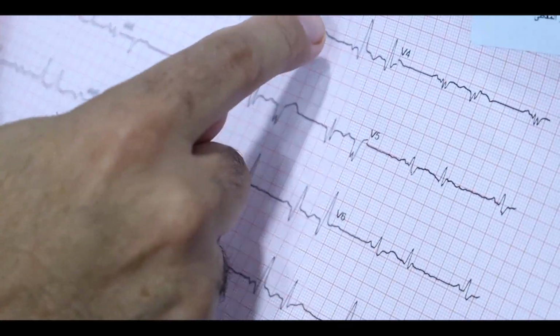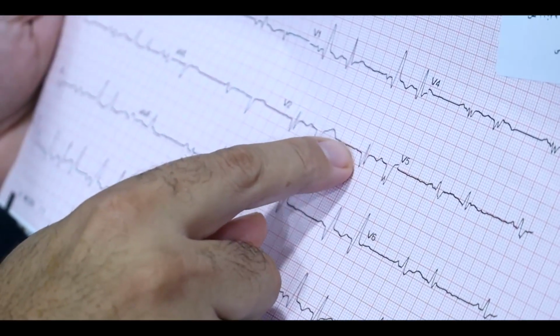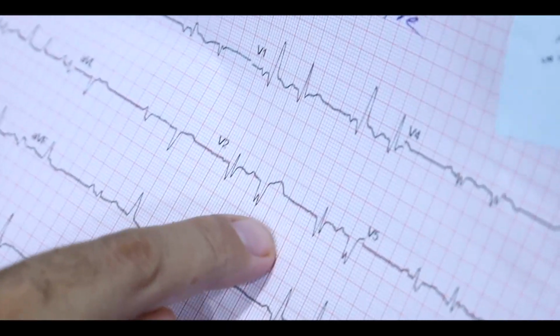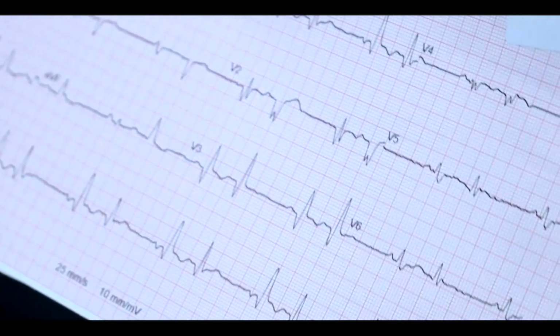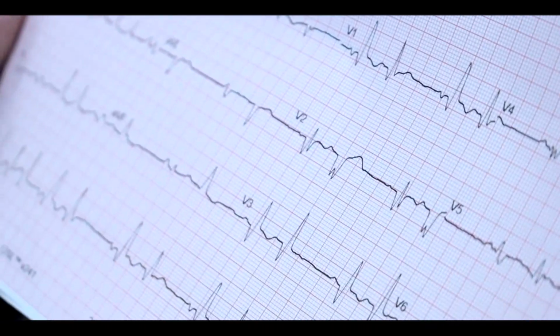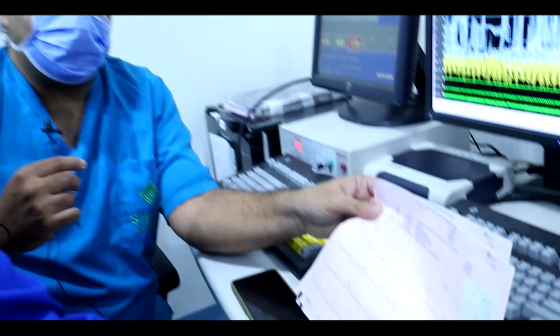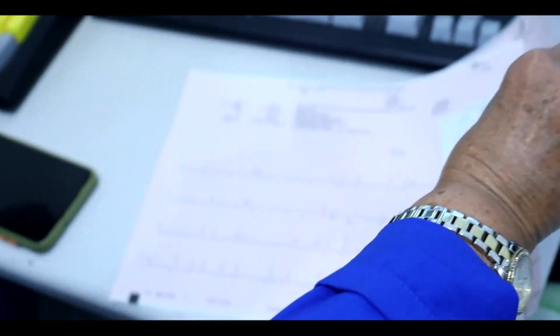So when you see this pattern, you think about the origin being near V2. It is the QS pattern, and tall R in V1 and tall R in V3. So if it is at V2, it comes from V2 towards V1 and towards V3. When you see this abnormal pattern of activation in the precordial leads, you can get it. V2 and V3 are around the middle of the anterior wall.